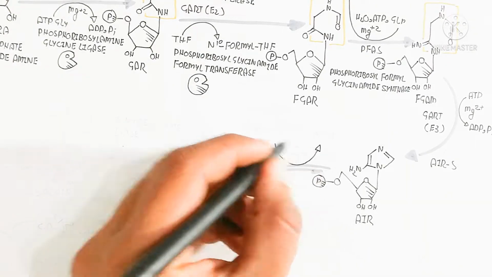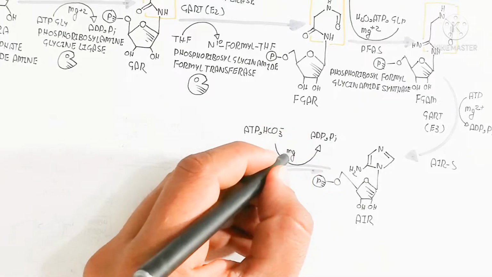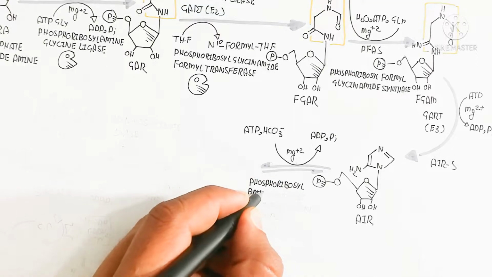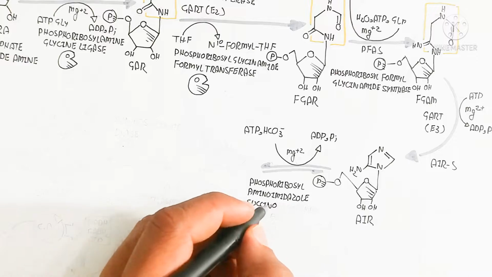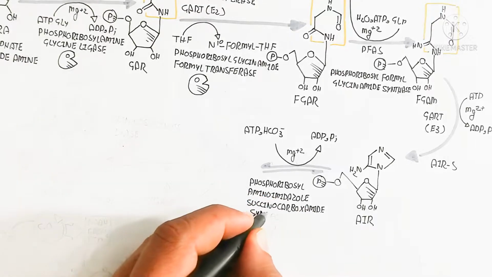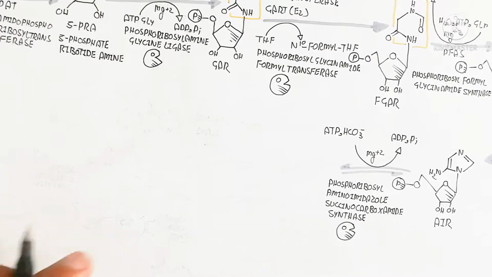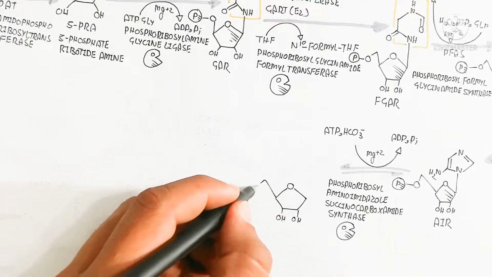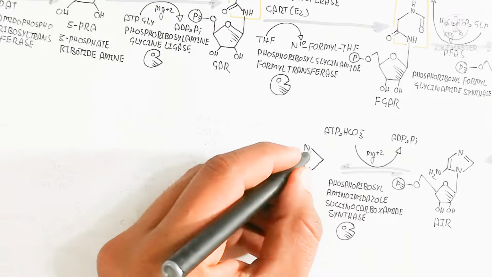Here you can see the formation uses the AIR synthase enzyme, and after this the AIR synthase enzyme produces aminoimidazole ribotide. In the presence of ATP and hydrogen bicarbonate, it produces ADP, and then the phosphoribosylaminoimidazole succinocarboxamide synthase enzyme acts.